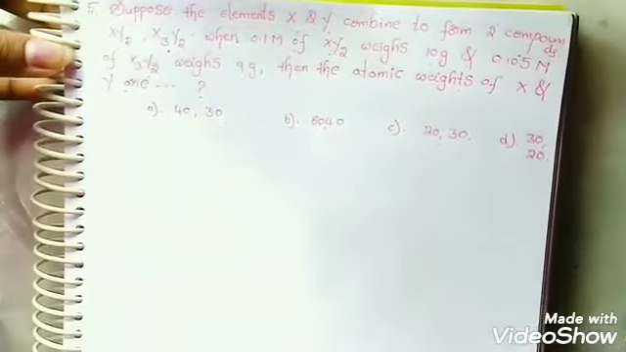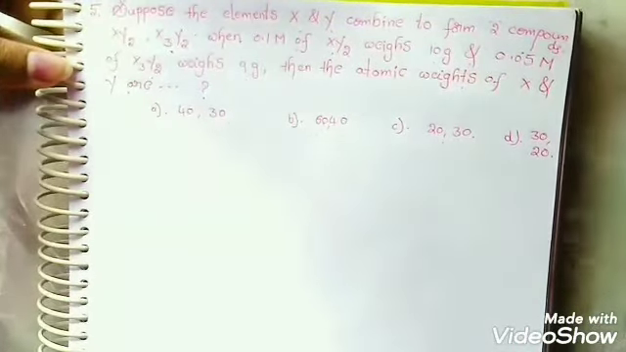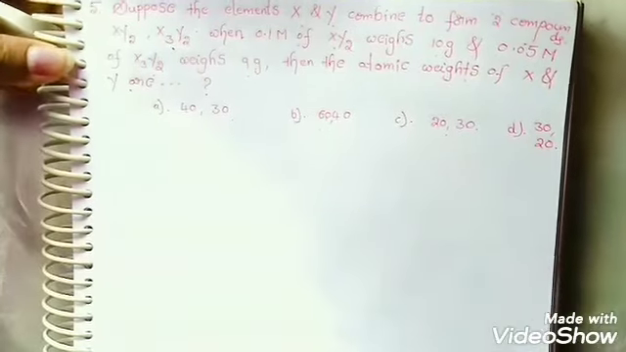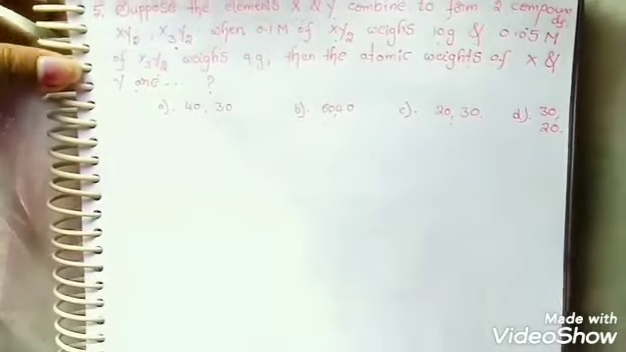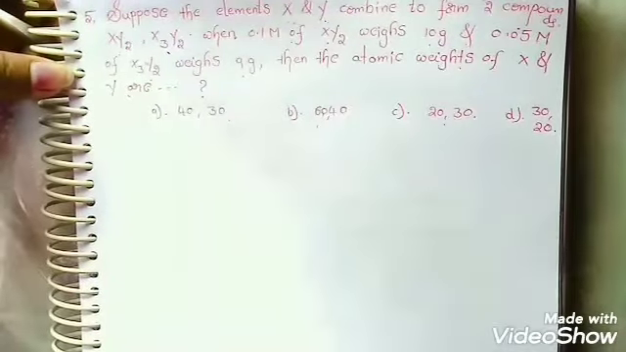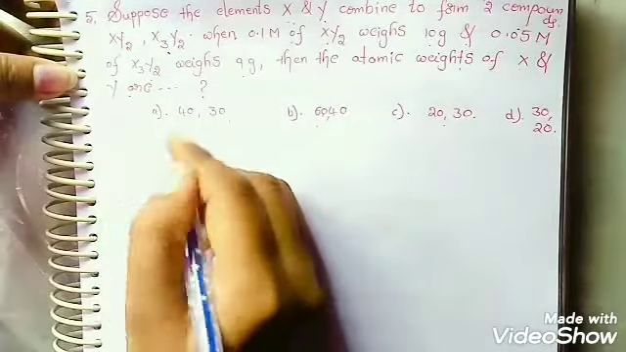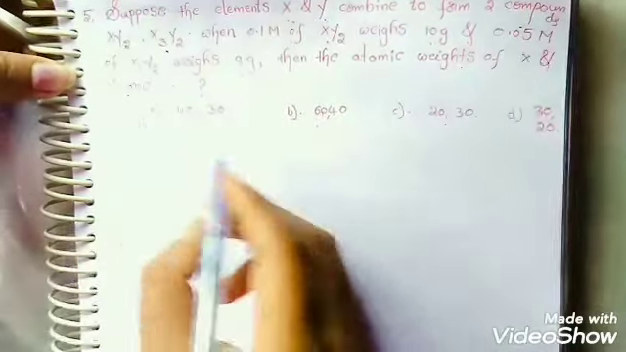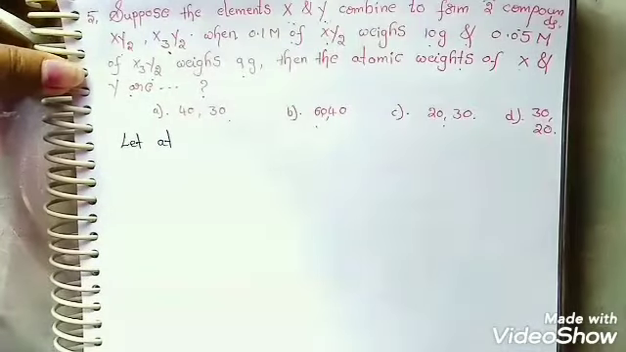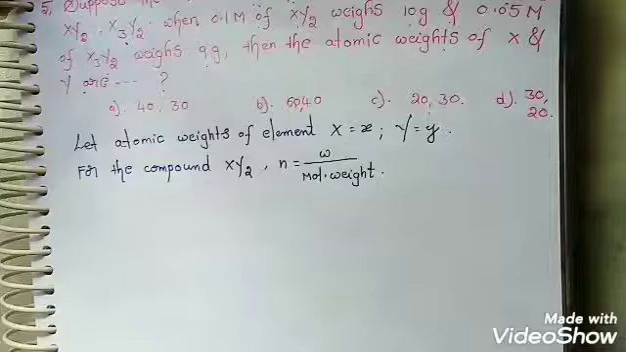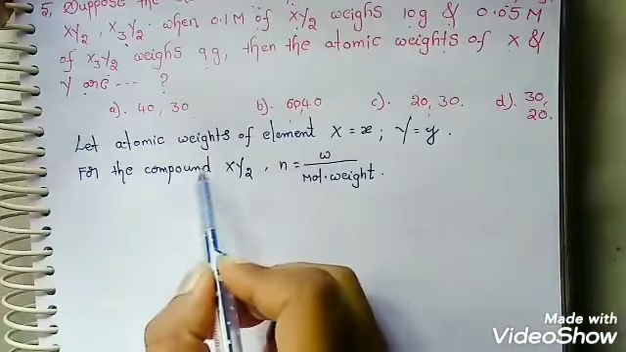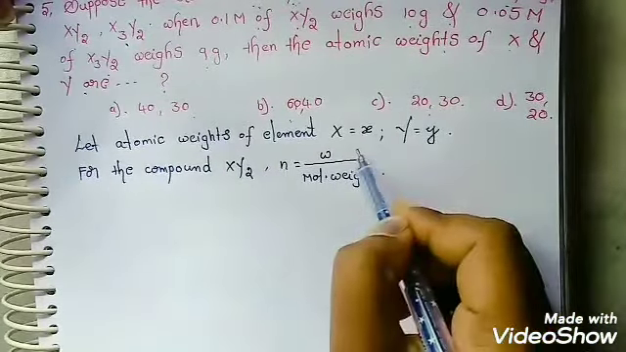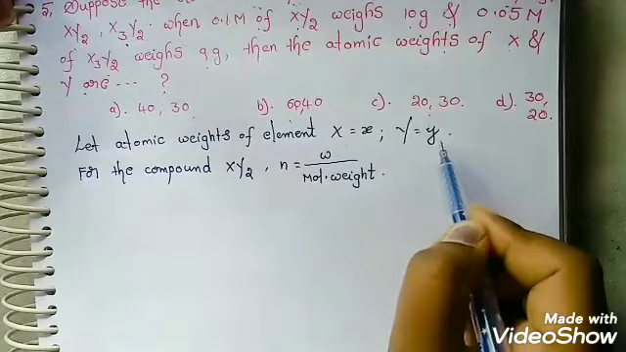Let us see the answer by simply solving the question. See students, what they have given in the question. We need the atomic weights, but we don't know those atomic weights. For that, let those atomic weights be small x and small y. Like this, students: let the atomic weight of element capital X be small x, and capital Y be small y.